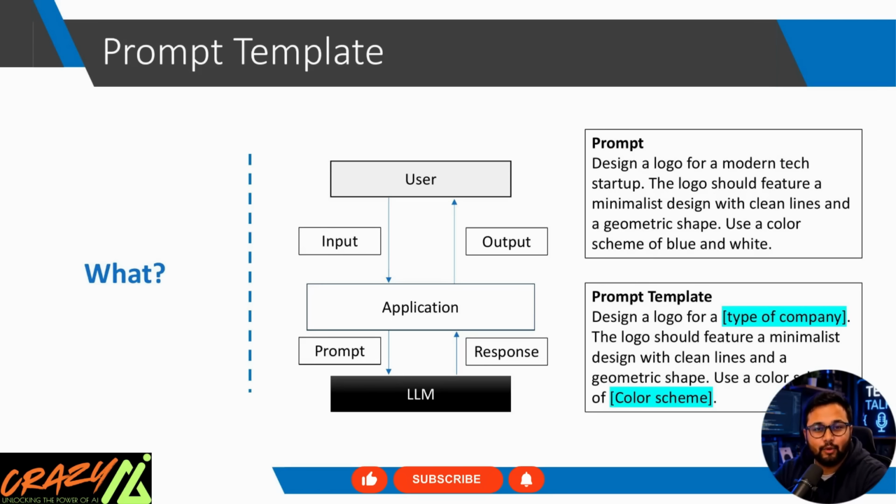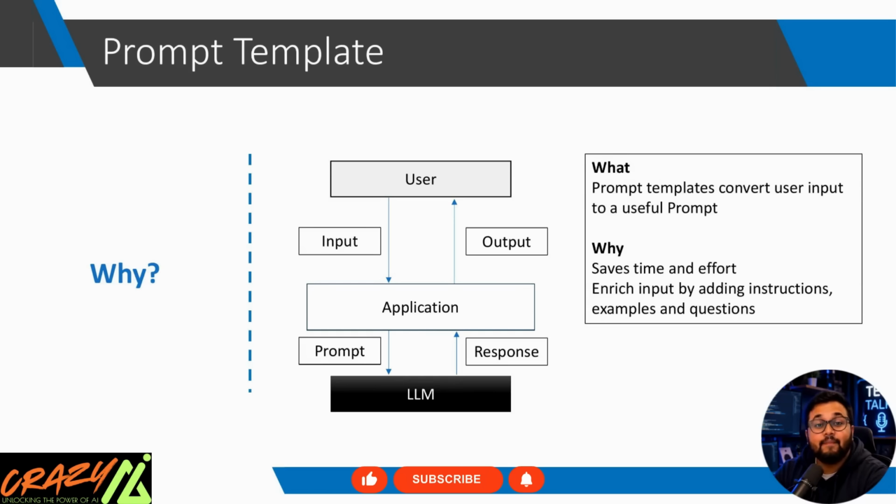Let's understand why prompt templates are so valuable. Prompt templates serve as a bridge between user input and effective AI instructions. Users often provide very little information. A well-designed template enriches that input by adding context, examples, constraints, and formatting instructions. This reduces the effort required from users while improving the quality of AI responses. Templates also ensure consistency across multiple requests, making them extremely useful in production applications.